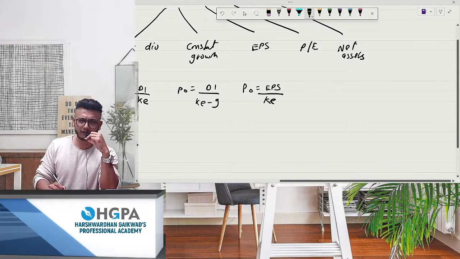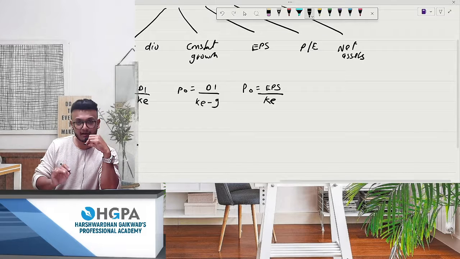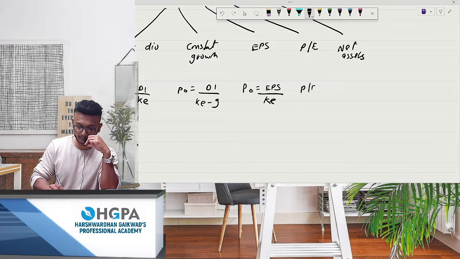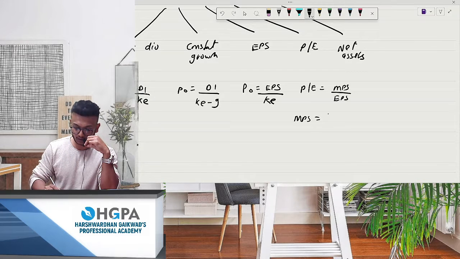PE, I hope you know the formula for PE, price earning. So I'll write the formula first. PE is nothing but MPS upon EPS. Okay, if I write this formula, you only tell me you are supposed to compute the market price per share. So how will I make a formula? MPS is equal to EPS into your PE ratio. You will get what? Your market price per share.